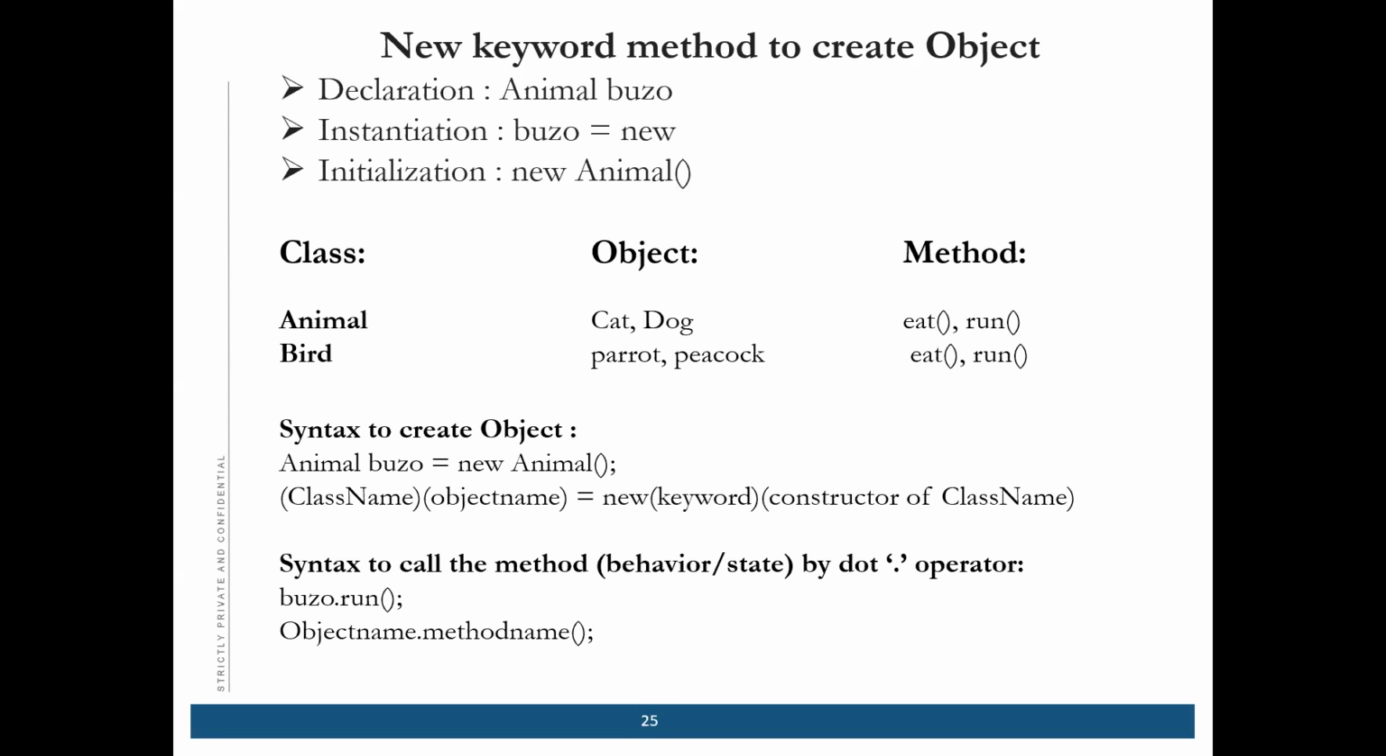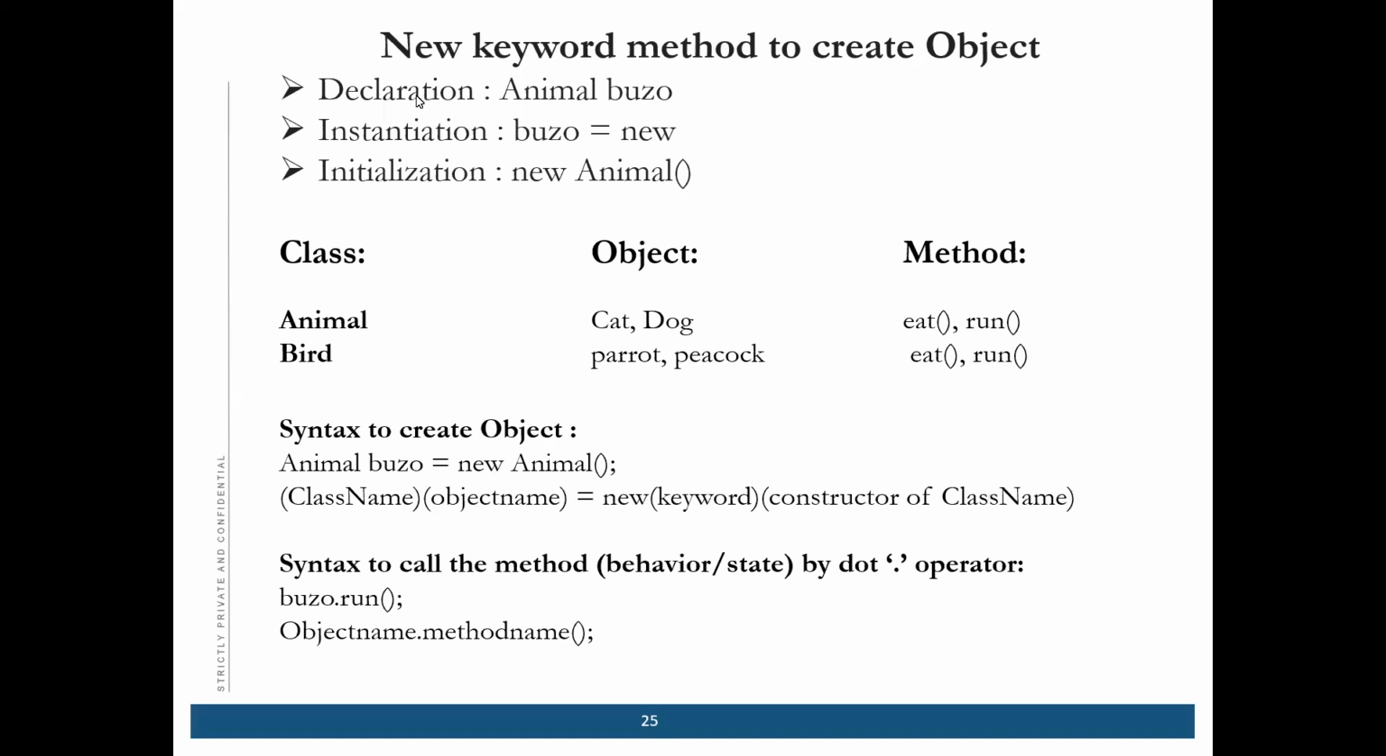Okay, so joining all these three steps, we are going to create the object for the class, to which we are giving the name Animal. Okay, so class name is Animal. Okay, and these are the objects and methods. Now what is the syntax for creating an object? Here is the syntax for creating the object. Okay, so first is class name, then object name, then new keyword, and then the constructor.